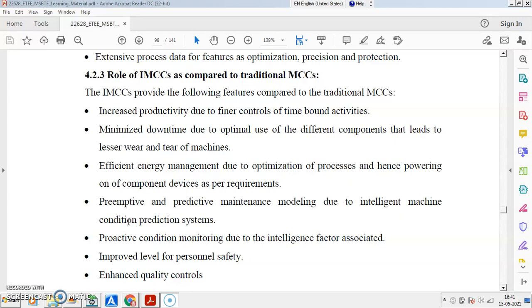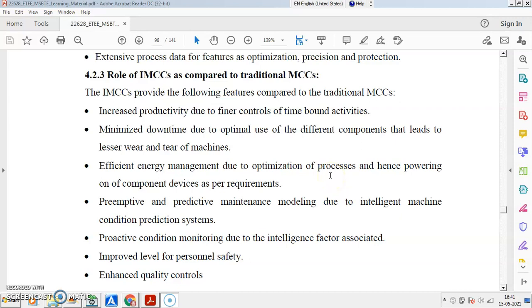Minimized downtime, due to the optimal use of machineries and equipments, leads to lesser wear and tear, and also the life of the machine increases. Productivity increases. Efficient energy management is possible because of the intelligent motor controls, optimization that can be possible.